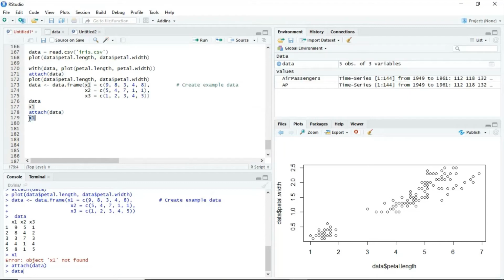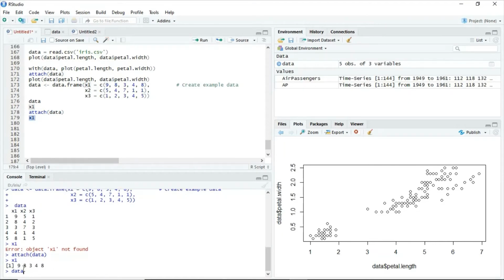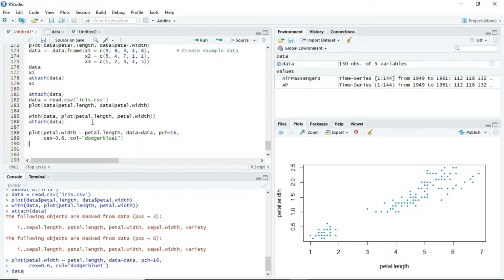Now I'm trying to access the column x1. The output is coming 98348. So there is no error. In case of the attach function, you have to understand, if we attach the variable in which we have our data frame, then we can access any column easily. So this is the purpose of the attach function.